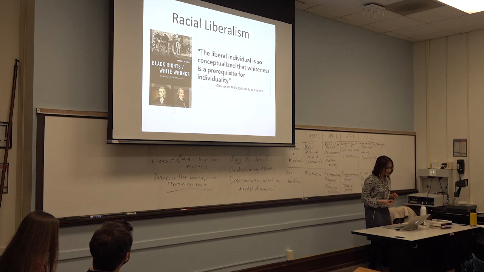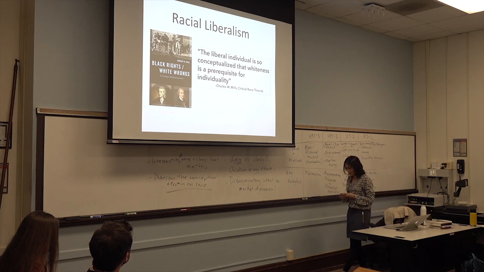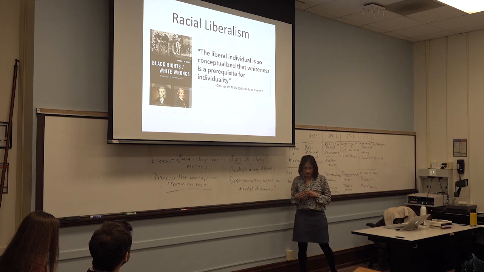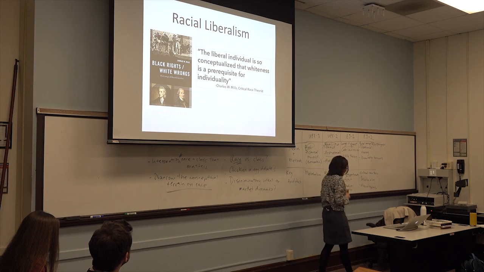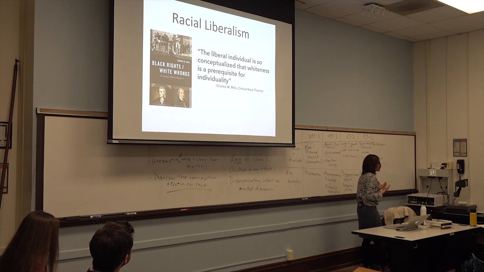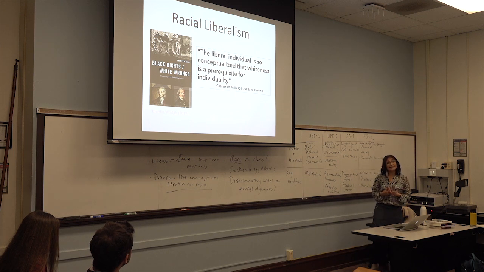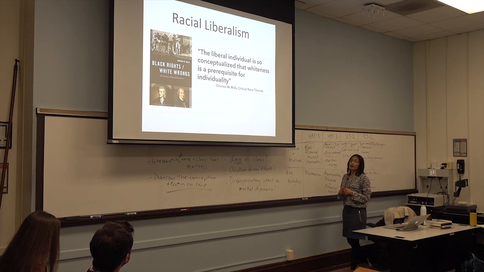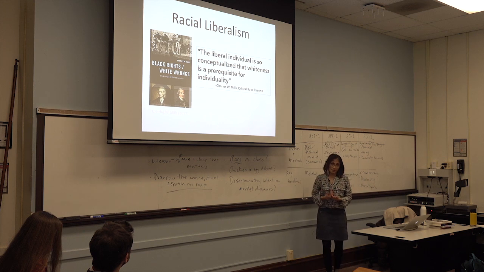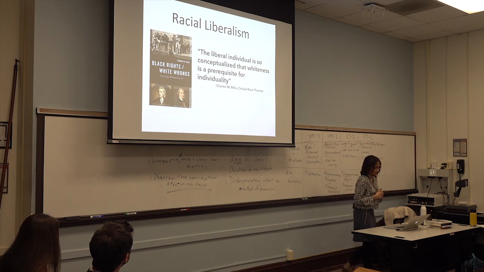So Charles Mills' work in critical race theory is one of the key ones, along with Omi and Winant and Bonilla-Silva, which I'll talk about next. It has used this vocabulary of the ways in which liberalism reproduces racial hierarchies through laws, structures, and institutions.